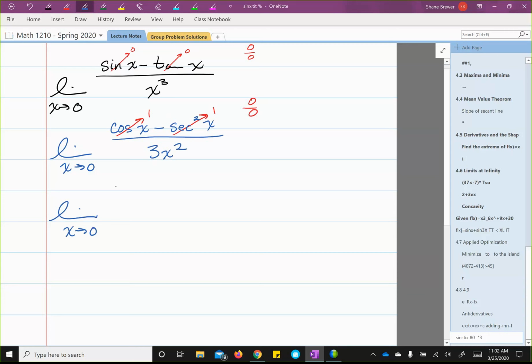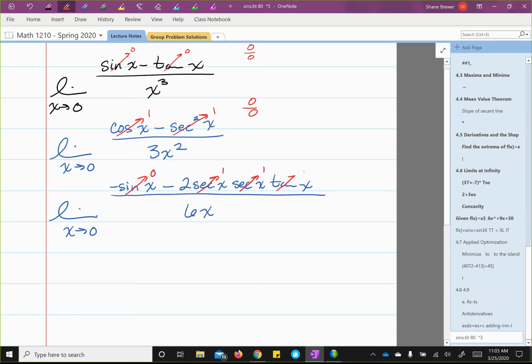Derivative of cosine is negative sine. Now we got to take the derivative of secant squared. So minus, we'll have 2 secant to the first power, and the derivative of secant is secant tangent. It's a chain rule, and then 6x. All right, let's throw in a 0 again, we get 0. We get 1 there, we get 1 there, we get 0 there. So 0 minus 0, and again 0 on the bottom.